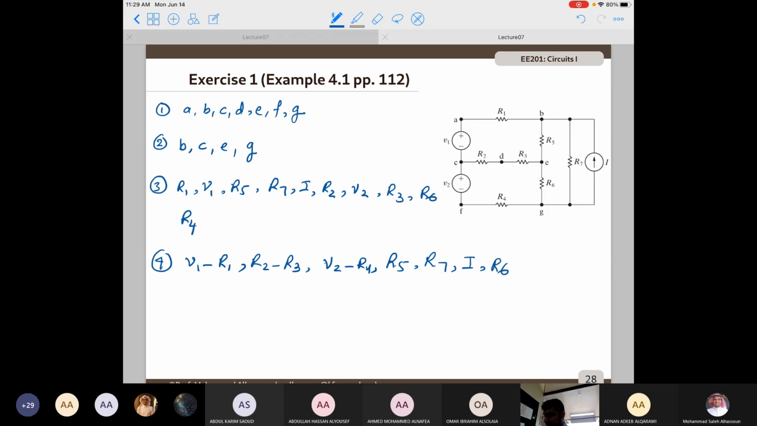So you can see here that we have 1, 2, 3, 4, 5, 6, 7. So we have 10 nodes, and out of these, we have 7 essential branches.